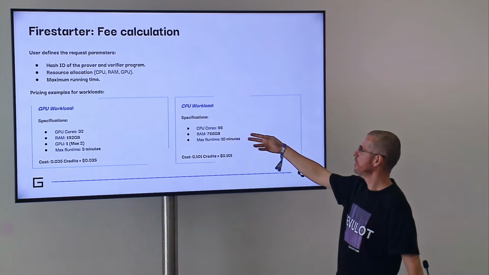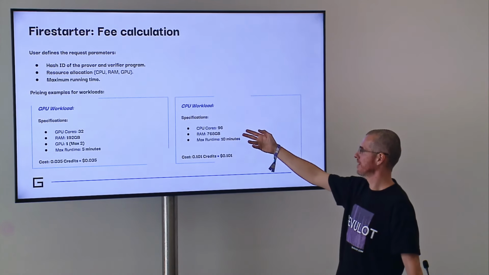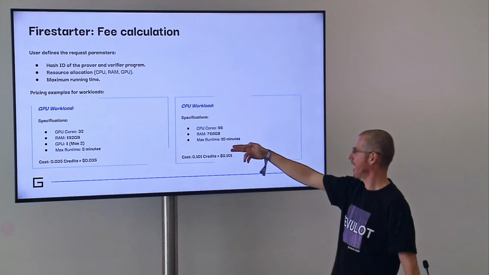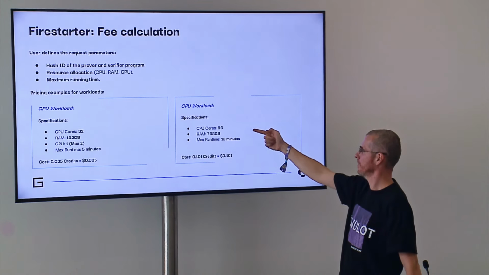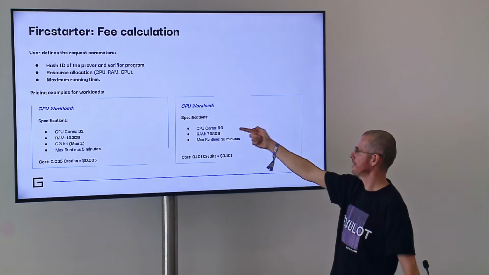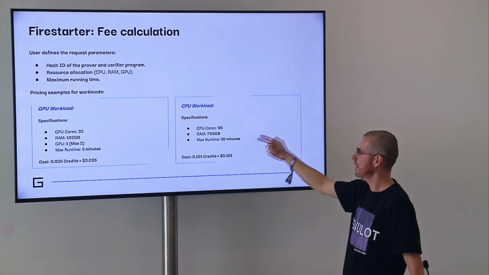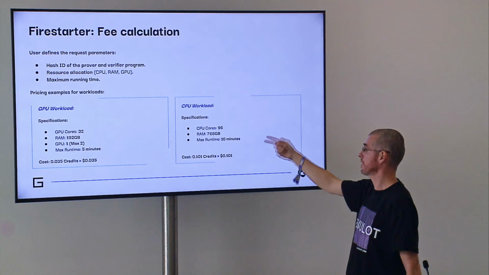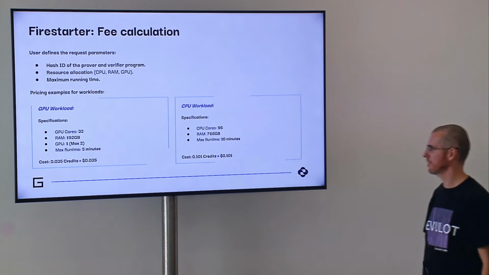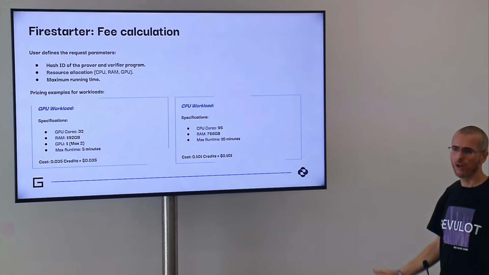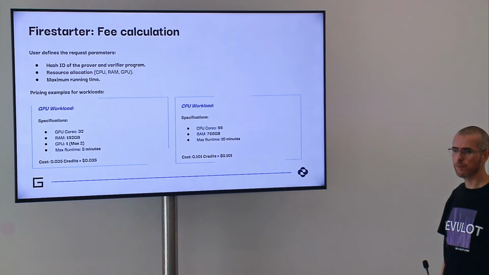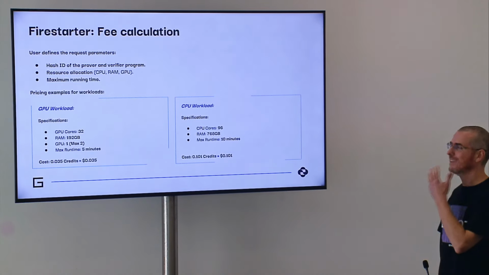Or for example, a CPU workload, like for the Polygon ZKVM, you would need the entire capacity of this node. So that's an example for that: 96 cores, 760 gigs of RAM, but only running for 10 minutes. Then you would pay 1/6 of the hourly cost, like 10 cents. Yeah, it's like you're abstracting from the underlying job. Literally, you are paying for the resources and the time.